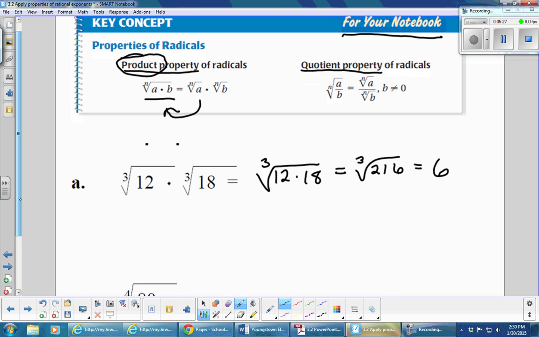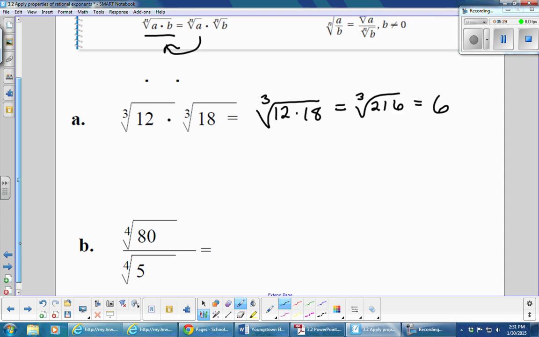Let's go down and try a quotient rule. So you've got two separate ones, like this example up here, and we're going to put them back together. You're almost always undoing them. What I'm allowed to do here, what's legal, is make a big fourth root and put everything under it. So it's going to be 80 over 5. Well, then what's 80 over 5? 80 over 5 is 16.